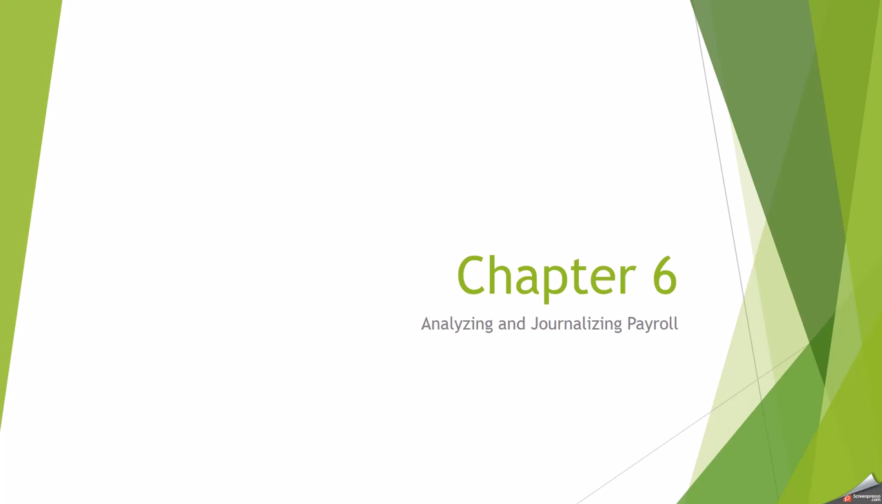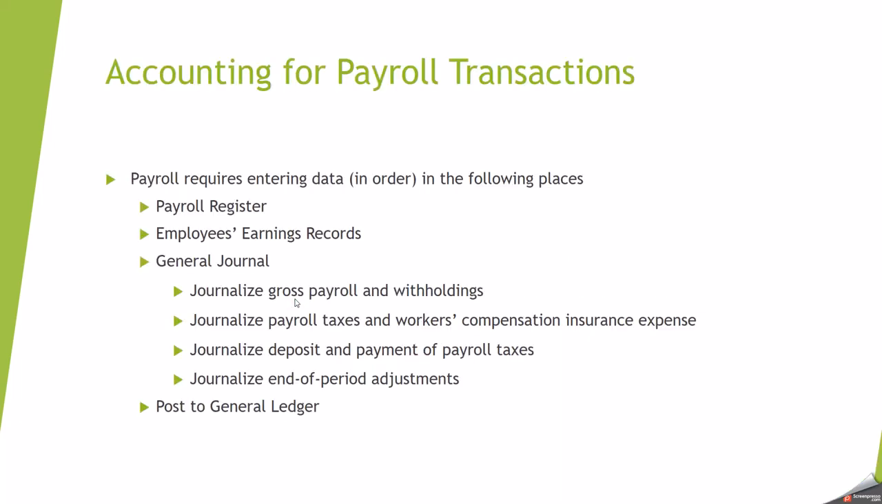Chapter 6, we talk about journalizing payroll, so how we create the journal entries. So basically, payroll is going to require entering all of the data. The company is going to prepare the payroll register, which would list out every employee, their gross pay, all their deductions, and what their net pay was.